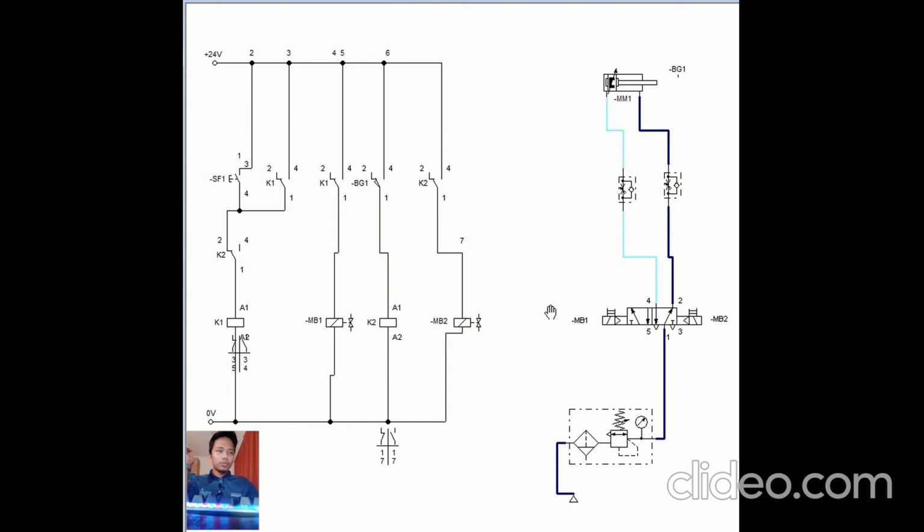So what is the function of this one-way flow control valve? It will make sure the flow is only one-way. A flow control valve is made up of a throttle valve and a check valve. So that's it. Thank you.